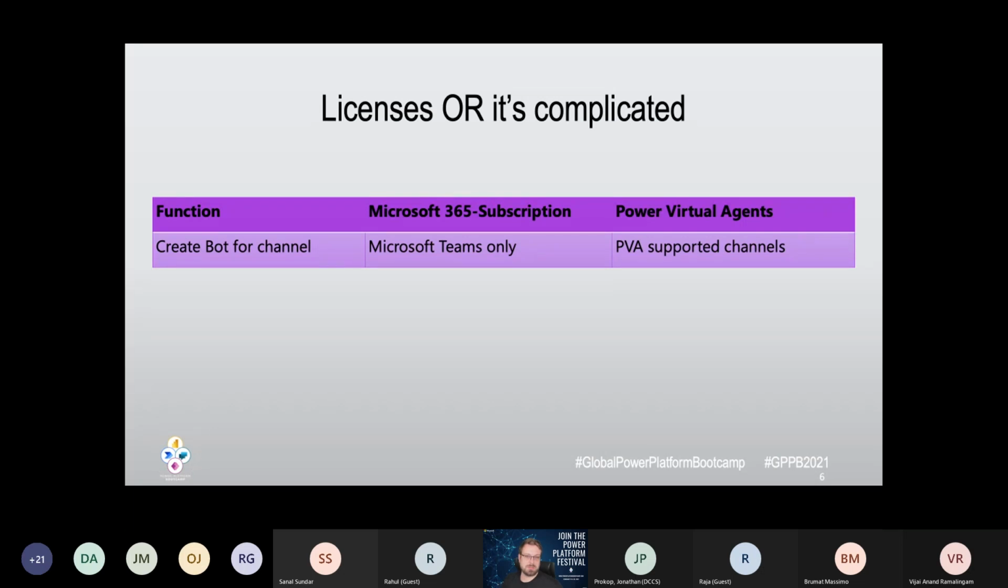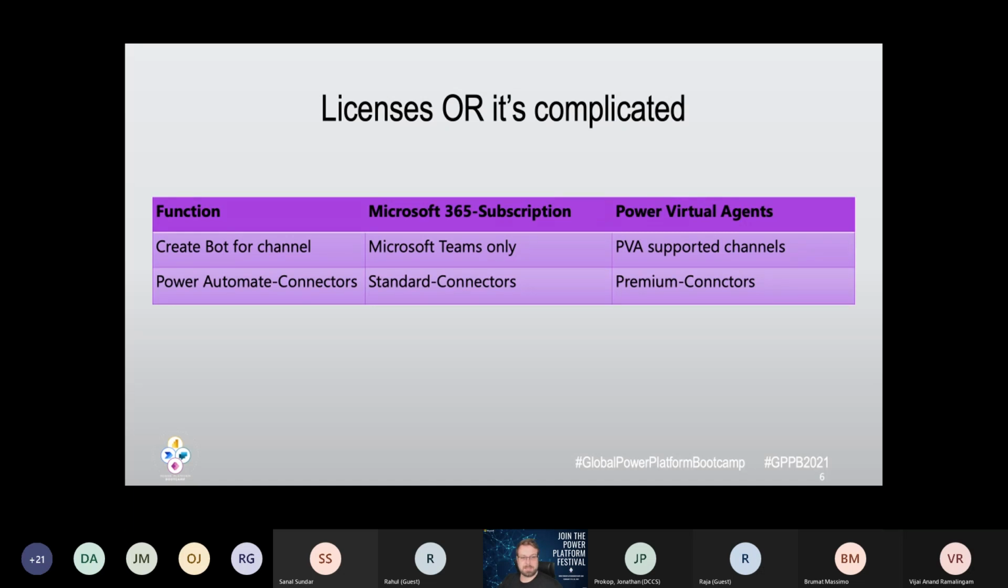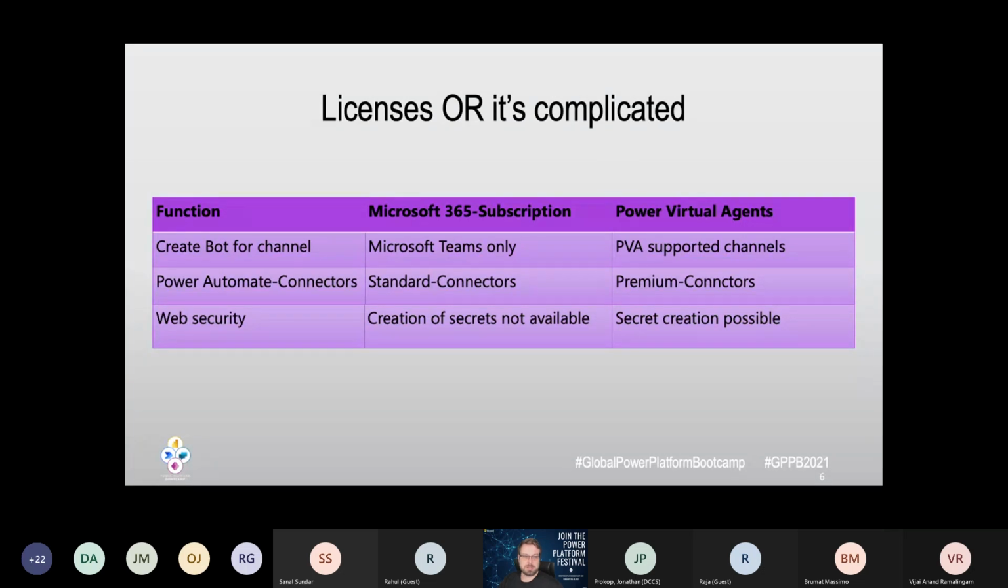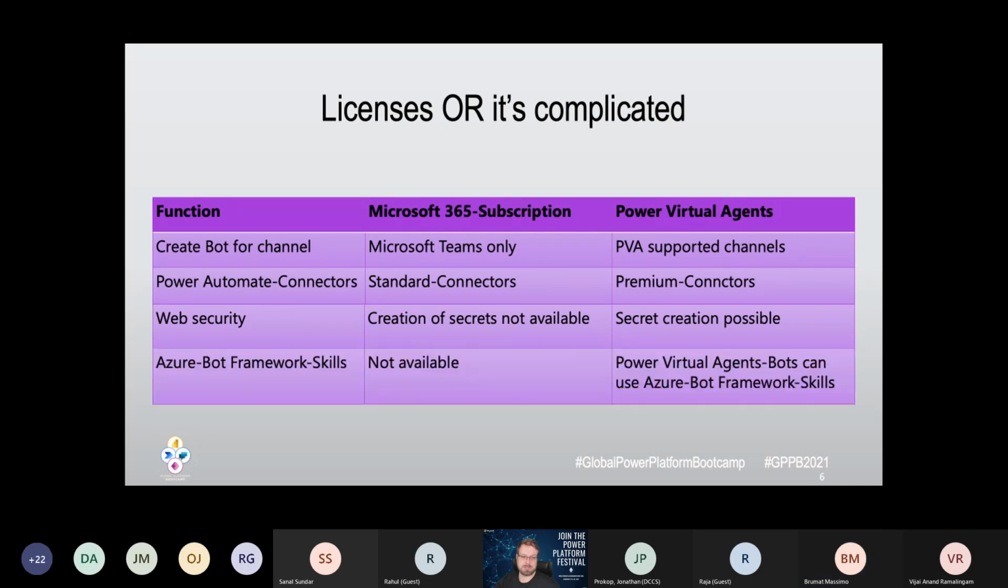So the creation of a bot for a channel is available in both. The connectors are limited. In the subscription, you can use only standard connectors, sorry, and premium connectors is for the bigger license only. Also, on the security side, you can create some secrets to use as an application in the backend, to get access to the bot on an external site via the secret key. It's not available for the M365 subscription, but in the PVA standalone license.